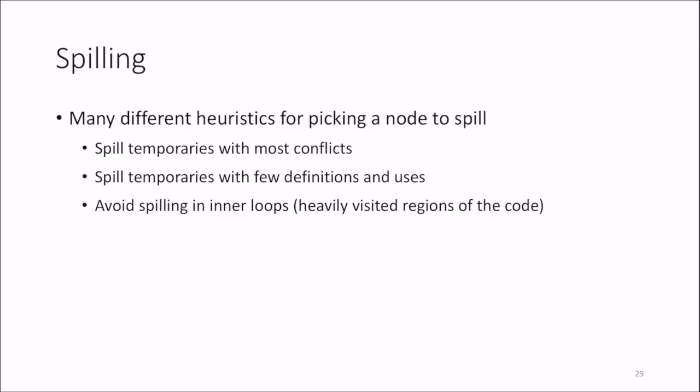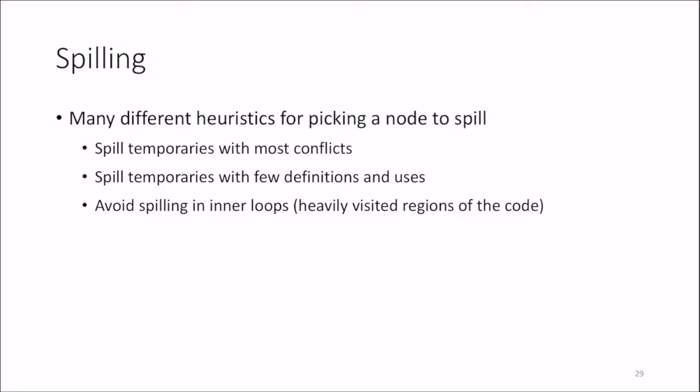There are many different heuristics to pick a node to spill. Like you can spill the location or temporary with the most conflicts, or spill the temporary location with the fewest definitions and uses. Or we also want to definitely make sure that we don't spill inside an inner loop. So if you have a while loop and a for loop inside it and a while loop inside that, doing a load and store in the innermost loop is going to make your program much slower than if it was outside of any loops.